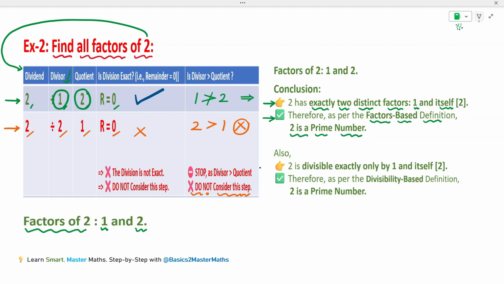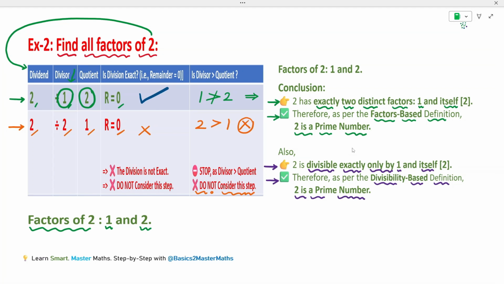Also, 2 is divisible exactly only by 1 and itself. Therefore, as per the divisibility based definition, 2 is a prime number. Got it? Thank you. Tomorrow we will discuss composite numbers.